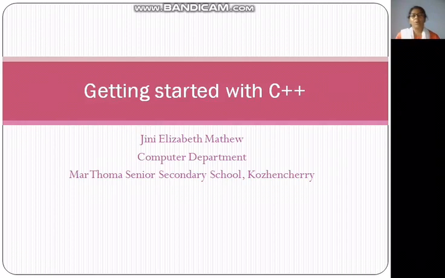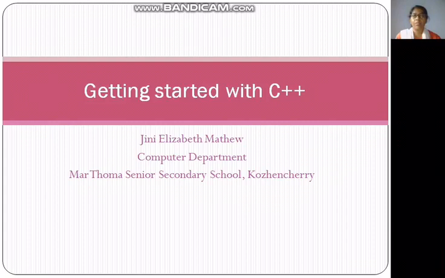In this year, we are going to study a new programming language that is C++. Last year, you studied the programming language C, right? So C++ is a successor of that programming language. So you already have the basic idea of programming language. In C++, we call it an object-oriented programming language.